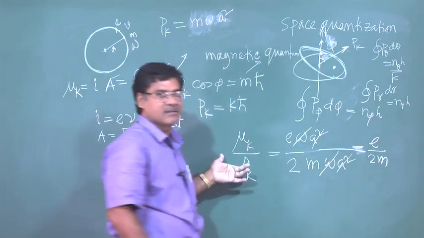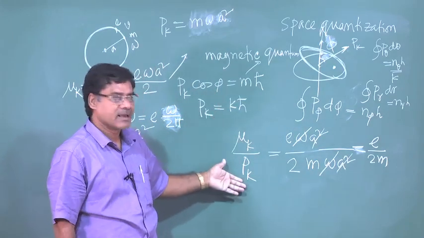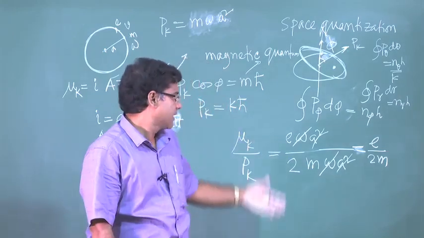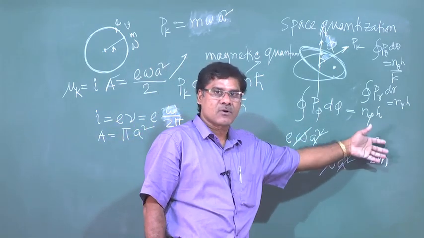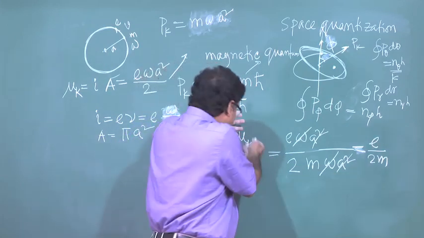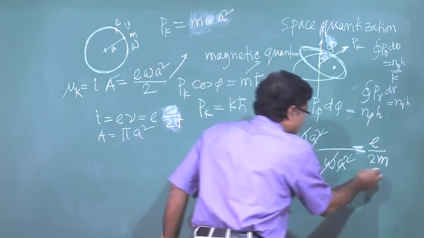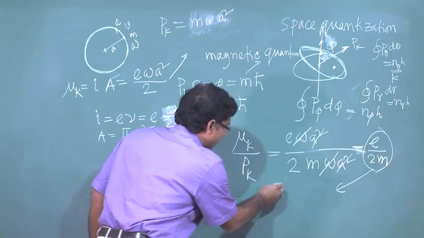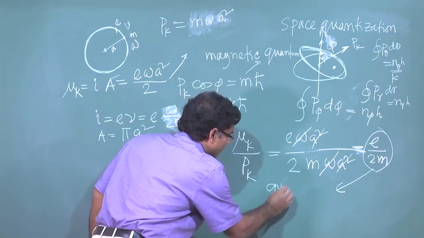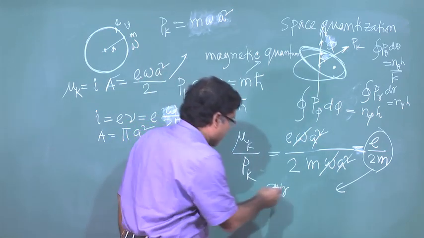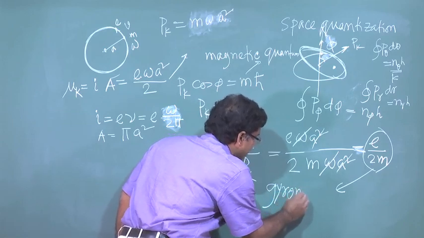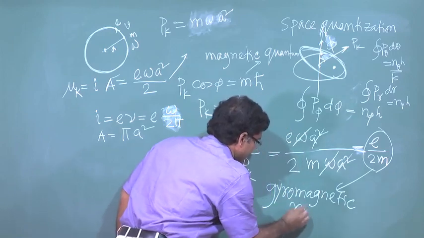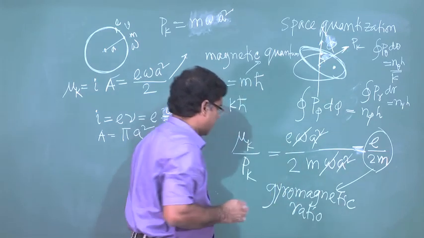It is very interesting to see that mu k by pk is equal to a constant, e by 2m, a constant. So this ratio is constant, and e by 2m is called the gyromagnetic ratio.